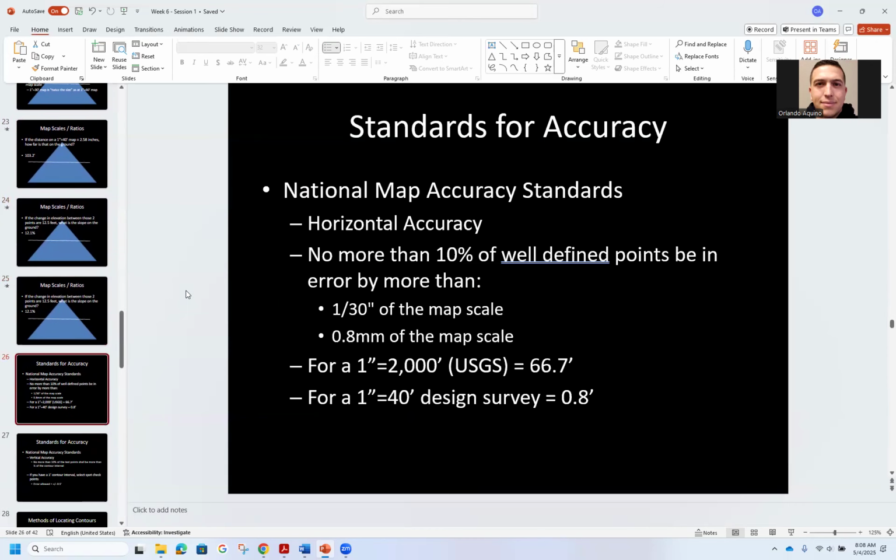National map accuracy standards, horizontal accuracy: no more than 10% of well-defined points may be in error. So if you have a 1/30 inch on the map scale, that means 0.8 millimeters of the map scale. For a USGS map, 1 inch equals 2,000 feet, that would equal 66.7 feet. For a 1 in 40 design survey, that would be 0.8 tenths of a foot.